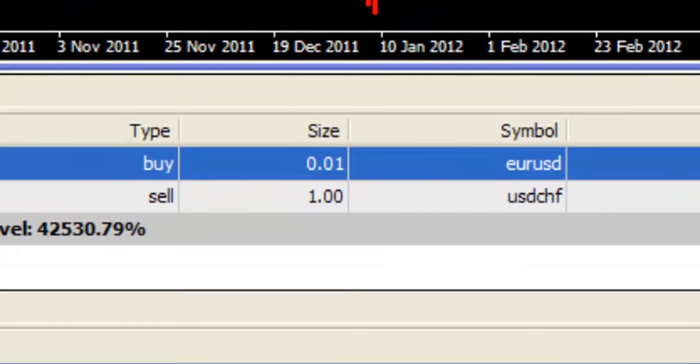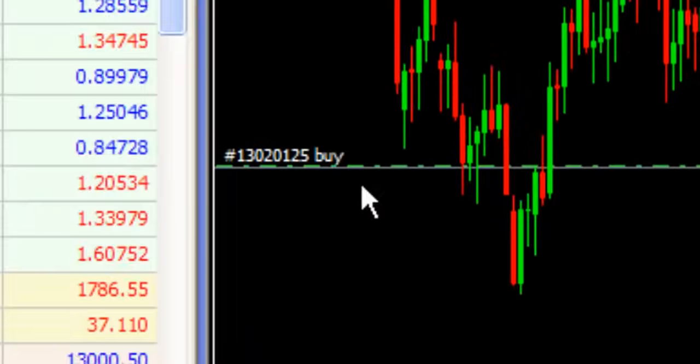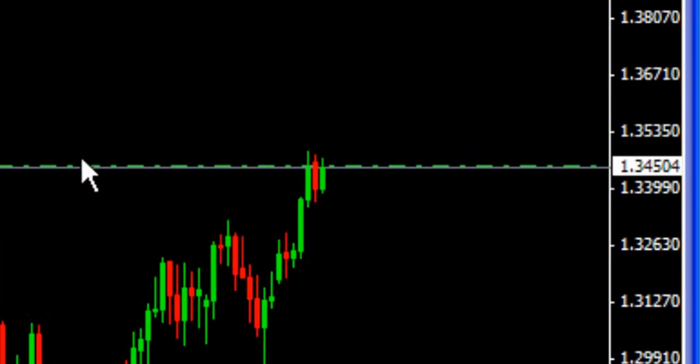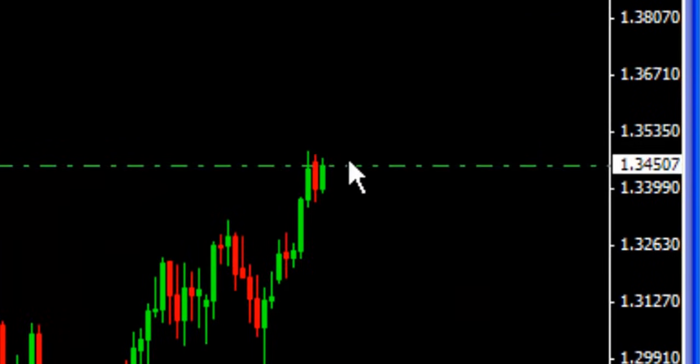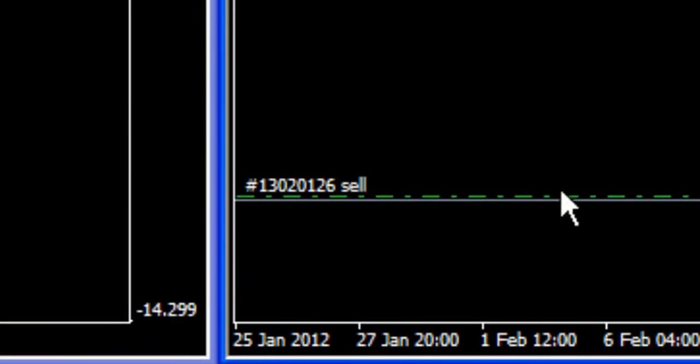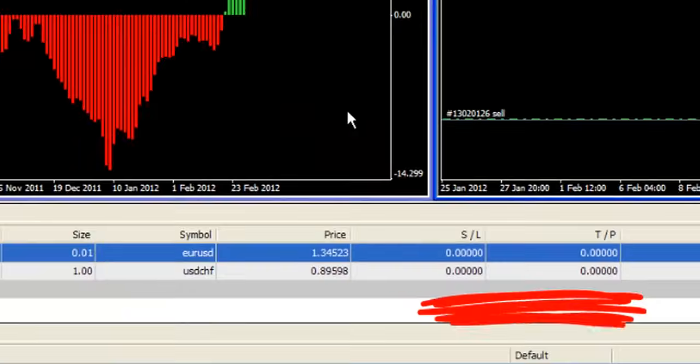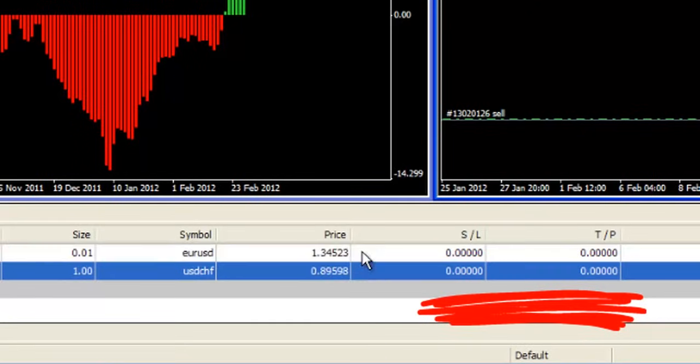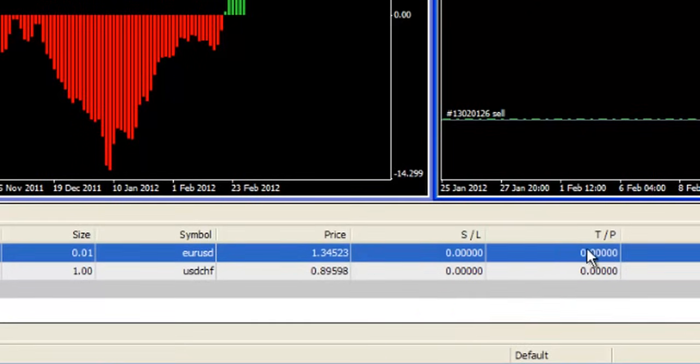As you can see, we have taken two trades, a long on the EURUSD and a short on the US Swiss. If we refer to the chart, the buy order is located here at the entry price on the EURUSD, represented by the green dotted line, and the sell order is shown here for the US Swiss. This is the entry price. Let's confirm these trades by referring to the trade section of the terminal below. Both trades have been entered. However, we have not allocated a stop loss or profit order for either trade as yet.